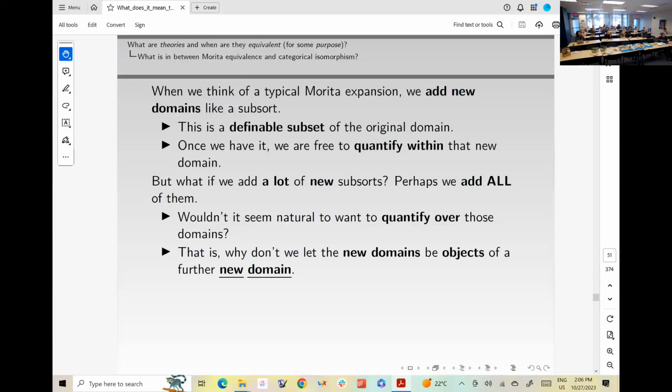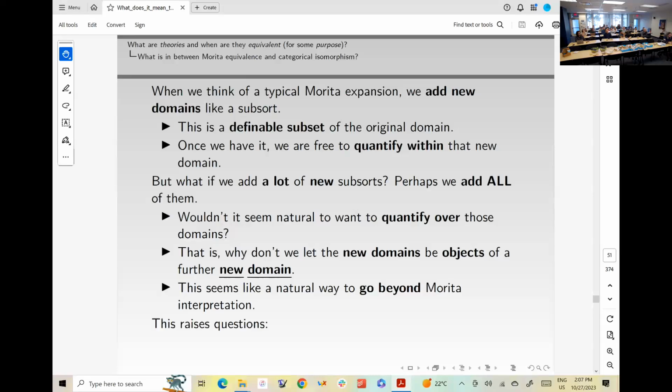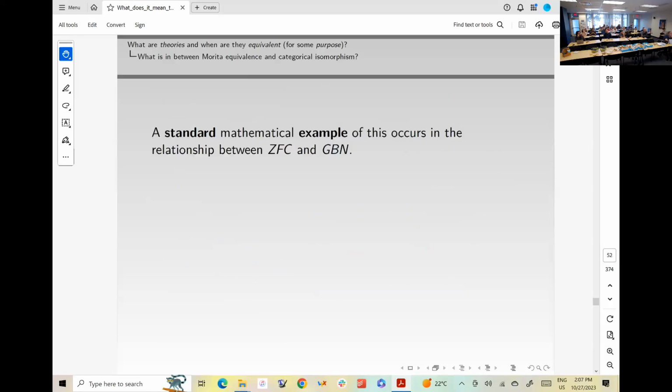If you've got Morita equivalence, then you want to say, okay, maybe I want to be able to quantify over all of the new sorts that I added using Morita equivalence. This would become Morita interpretation. So this seems to me, anyway, like at least one natural way to go beyond Morita interpretation. But it raises questions. How does it work? And is it legit? I want to try and argue that it is, but our results are going to be kind of mixed.